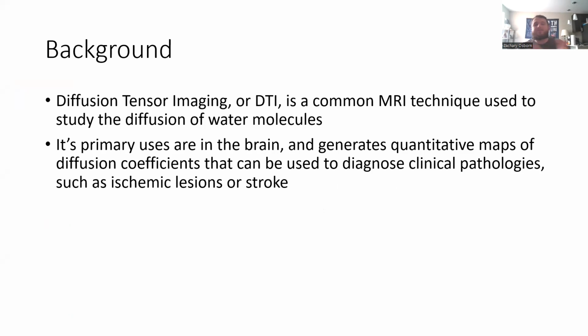To give a little background, diffusion tensor imaging, or DTI, is a common MRI technique used to study diffusion of water molecules. Its primary uses are in the brain, and the goal is to generate quantitative maps of the diffusion coefficients that can be used to diagnose clinical pathology, such as ischemic lesions or ischemic stroke, different diffusion patterns in the brain, alternate neural connection pathways that are indicative of different pathologies, among many other things, including synergistic effects with fMRI and even some niche applications in cancer and oncology.